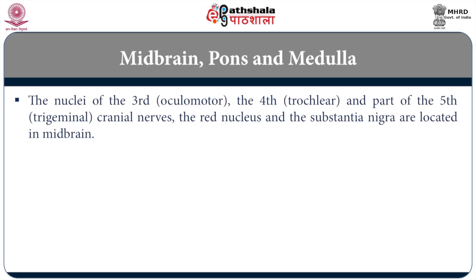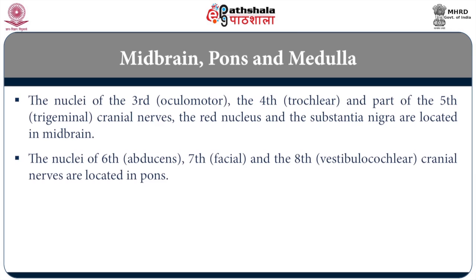The nuclei of the third cranial nerve, oculomotor, fourth trochlear, and part of the fifth trigeminal cranial nerves start from midbrain. In other words, midbrain is the origin of cranial nerves 3, 4 and 5. They originate at the midbrain level. There are red nucleus and substantia nigra, all located in midbrain. These are all different nuclei, they are like relay stations sending information back and forth.